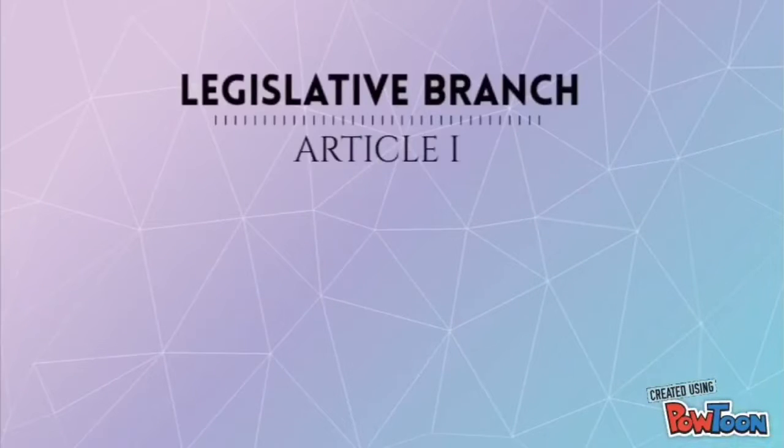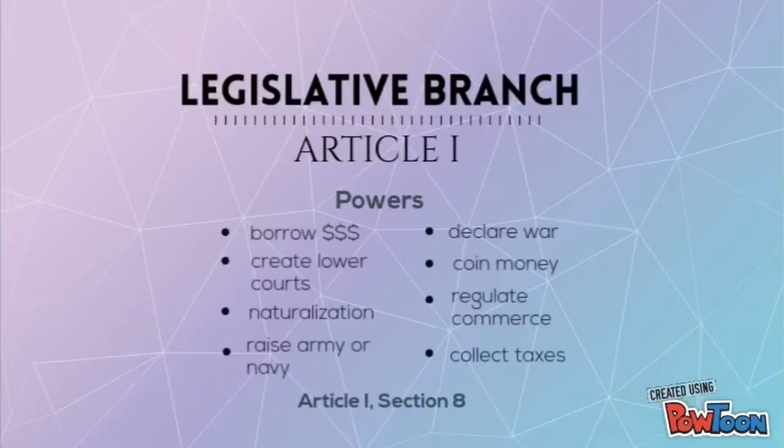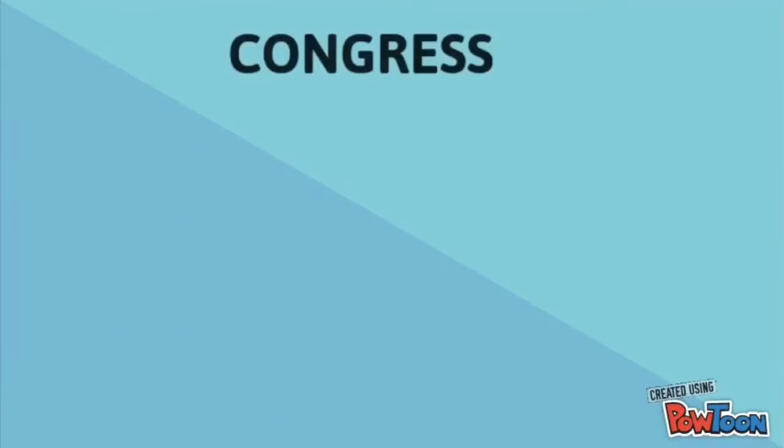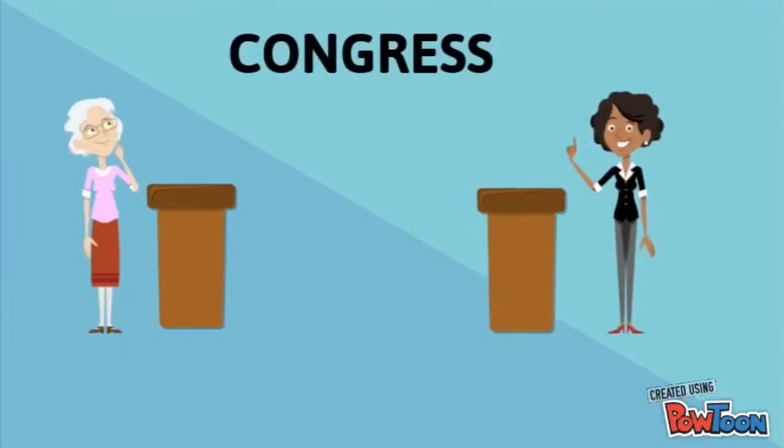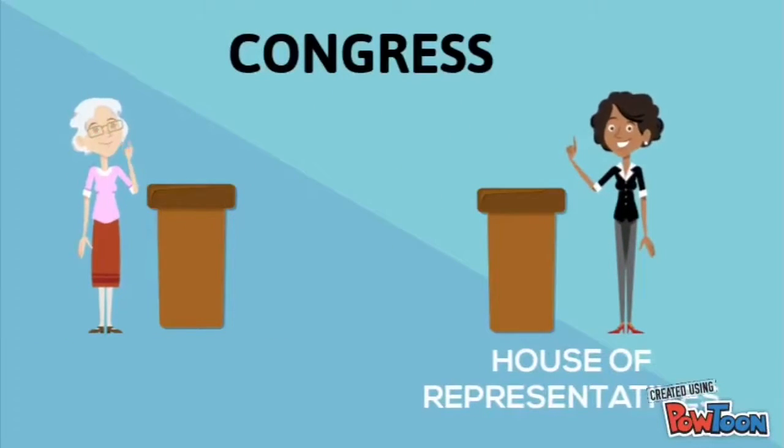The legislative branch is described in Article 1 of the Constitution. Article 1, Section 8 describes the joint powers in both houses, like declare war, make money, and collect taxes. The legislative branch is led by Congress. Congress is bicameral, which means it has 2 houses or 2 parts of Congress. One part is Senate and one part is House of Representatives.